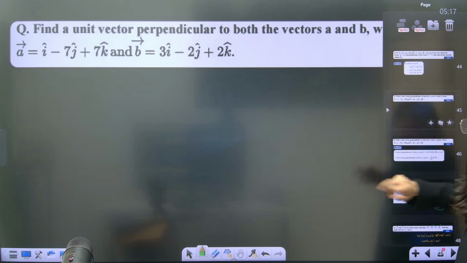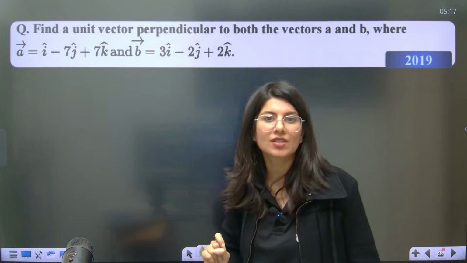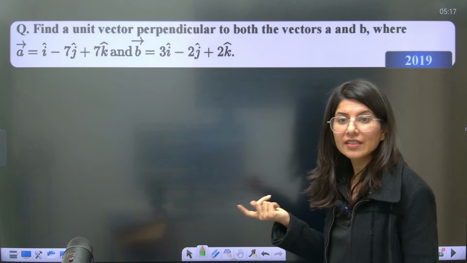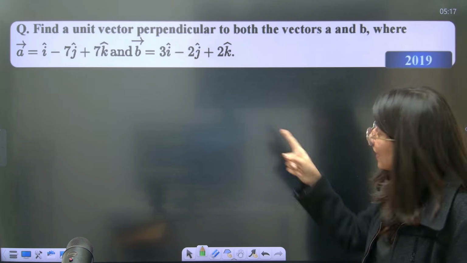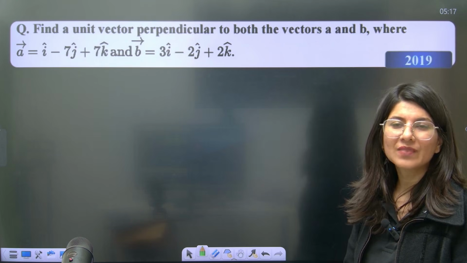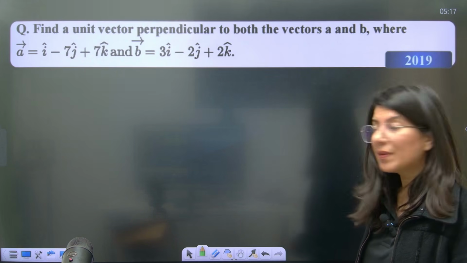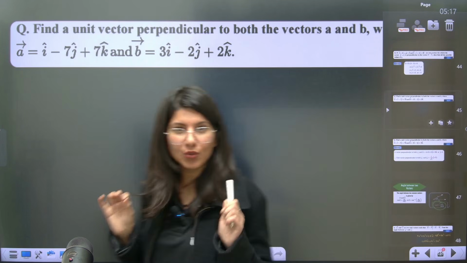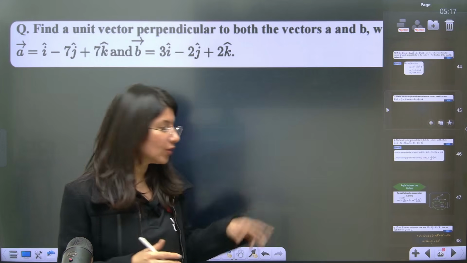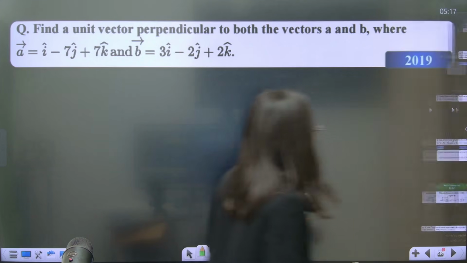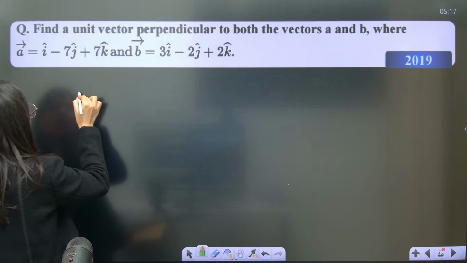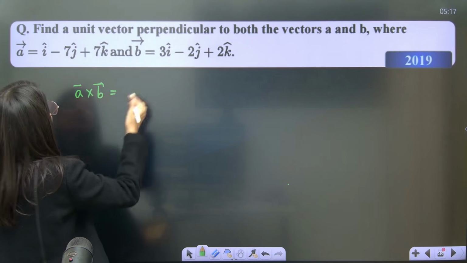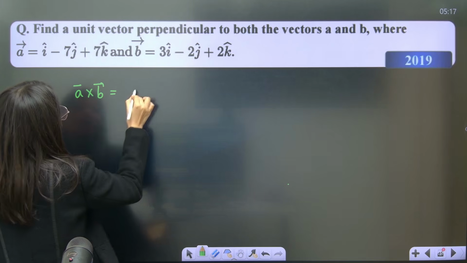Okay, now this is the main question. Find a unit vector perpendicular to both vectors A and B, where A and B are given. Now tell me what to do. Forget about the unit vector for now. Any vector which is perpendicular to two given vectors can be figured out by taking the cross product. So A cross B you have to calculate first of all. That is going to become the determinant with I, J, K.